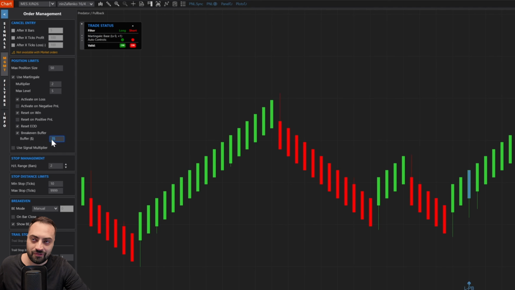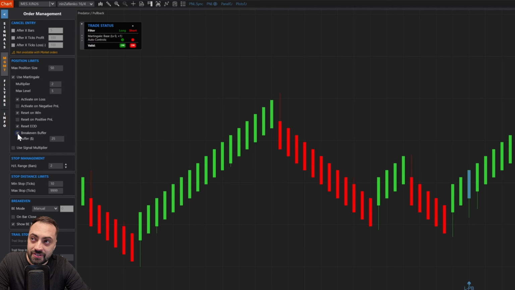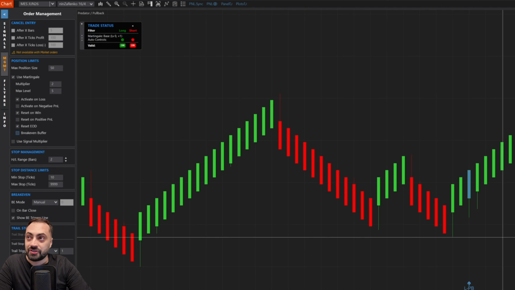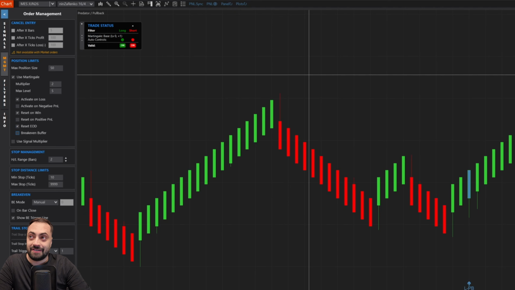So let's say we do $25. That means if we get stopped out within $25, either positive or negative, it's not going to do anything. Again, otherwise, if this is off, if you even lost by $1, then it's going to activate and it's going to double that position size. And same thing, if you win by $1, then it's going to reset your multiplier.